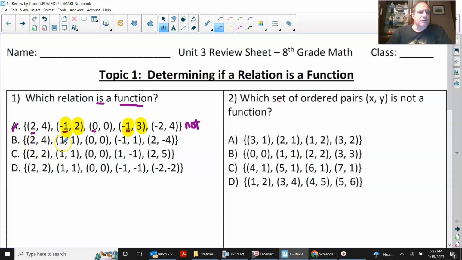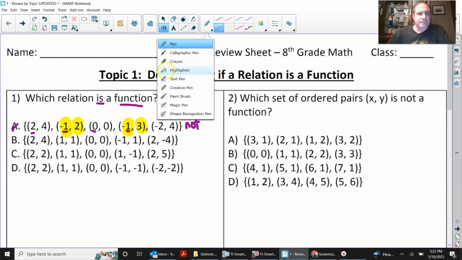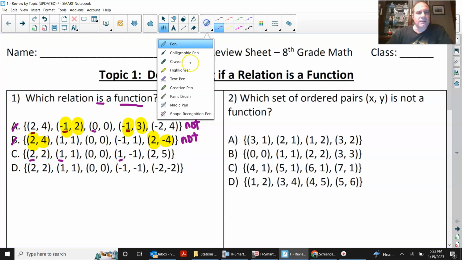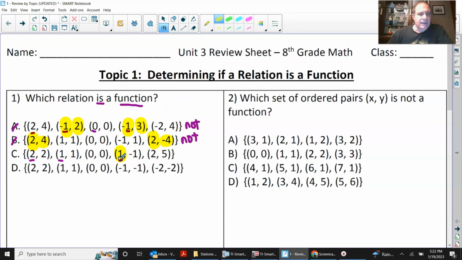Then we have two, one, zero, negative one, and two. There we go. Two is repeating, going to different y's. So we have a negative four and a positive four. That is not a function. Every x must have its own y. That is gone. So now we're going to go two, one, and here we go with one and one repeating. And if that one and one repeats, goes to a different y, that is not a function. The answer must be D.